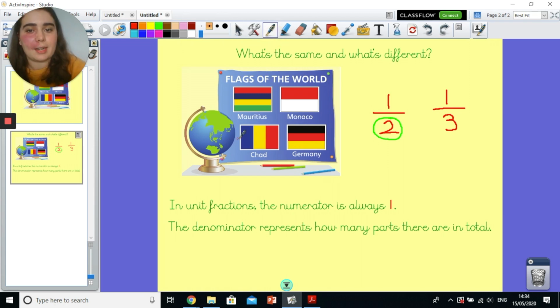So if we go back to Chad here, Chad's flag, it's got 3 stripes, so the denominator is 3, and each stripe is 1/3 of the flag. Pause the video and try and have a go at Mauritius and Germany and see if you can write the unit fractions for those.